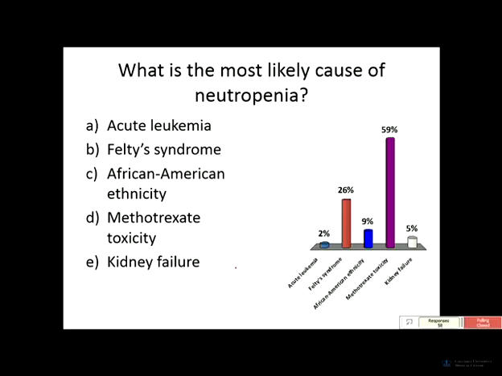Felty syndrome you'll learn about. It's extremely rare. I think I've seen one case of it in the past 5 years. It's something that happens in rheumatoid arthritis where patients develop very large spleens and they have neutropenia with it. And it's very rare. The answer here, the more common thing that could be, this could be Felty syndrome. But based on the history, you can feel a bit more confident saying that this is methotrexate toxicity.